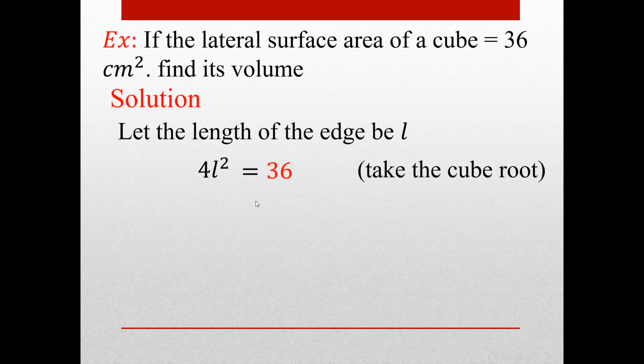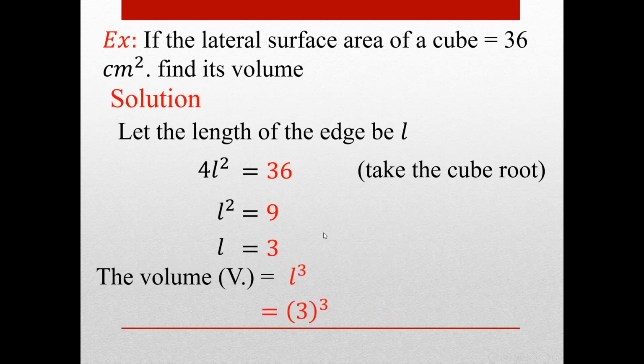L squared equals 36 divided by 4, which equals 9. So L squared equals 9, and I'll take the square root of 9, so L will be 3. Here I want to know the volume. The volume equals length times length times length, or L cubed. So 3 cubed equals 27 cubic centimeters.